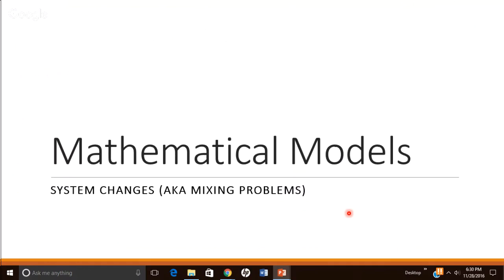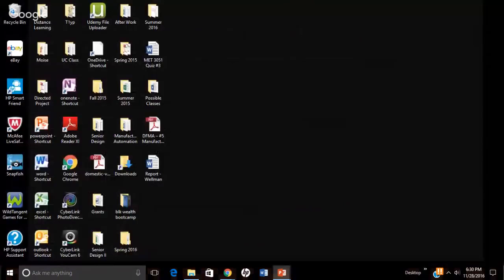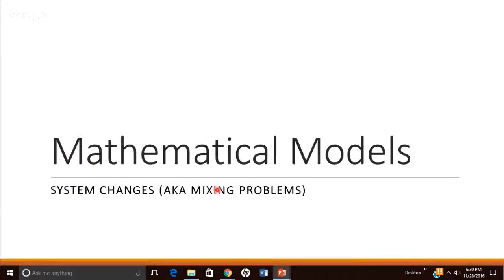We're going to see how this works, how to, first of all, analyze the system itself and how to turn it into a differential equation. And then from there, how to make it into a mathematical model.